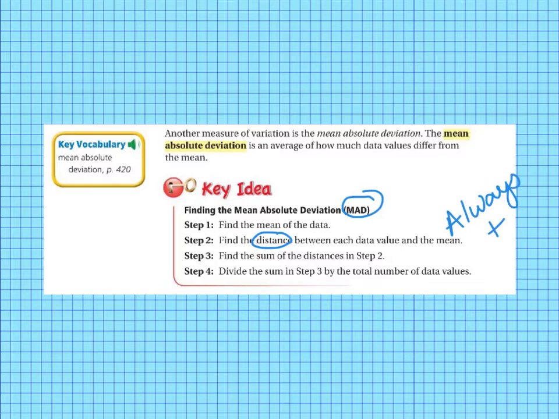And step 3, you find the sum of the distances in step 2, so you add all of those up, and then you divide the sum in step 3 by the total number of data values, so you're finding the mean of that, just like you found the mean of your original data set.